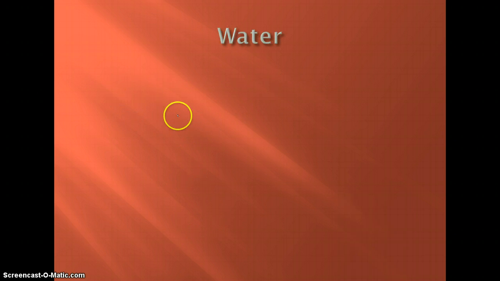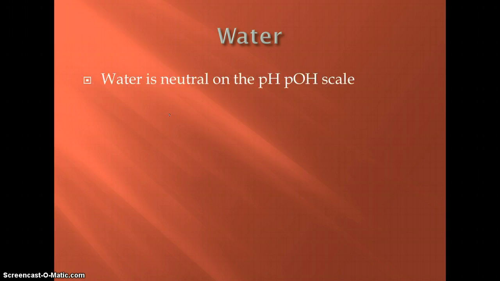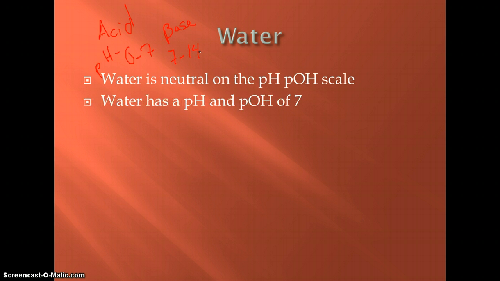Now water, if you remember, some of you may from physical science, some of you may not, is neutral on the pH and pOH scale. Acids, in case you have forgotten, have a pH from 0 to 7, and then bases go from 7 up to 14. Well, water has a pH and a pOH, if we want to throw that in, of 7.